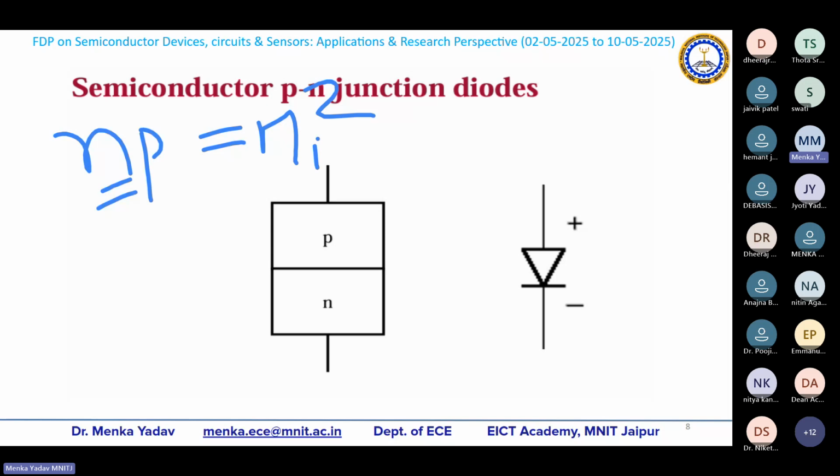Ni is the intrinsic carrier concentration at any given temperature. So this mass action law is applicable for any constant temperature. The temperature is expected to be constant because your Ni will keep on changing with respect to temperature, and your N and P will also change with the temperature. Now, how are these N and P determined? For that, we discussed yesterday.